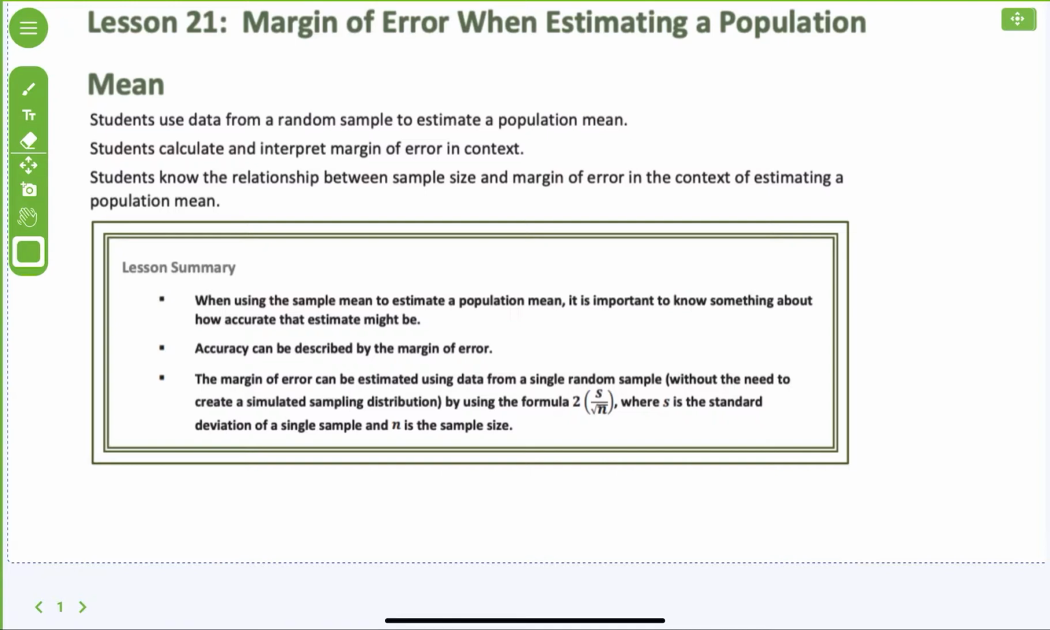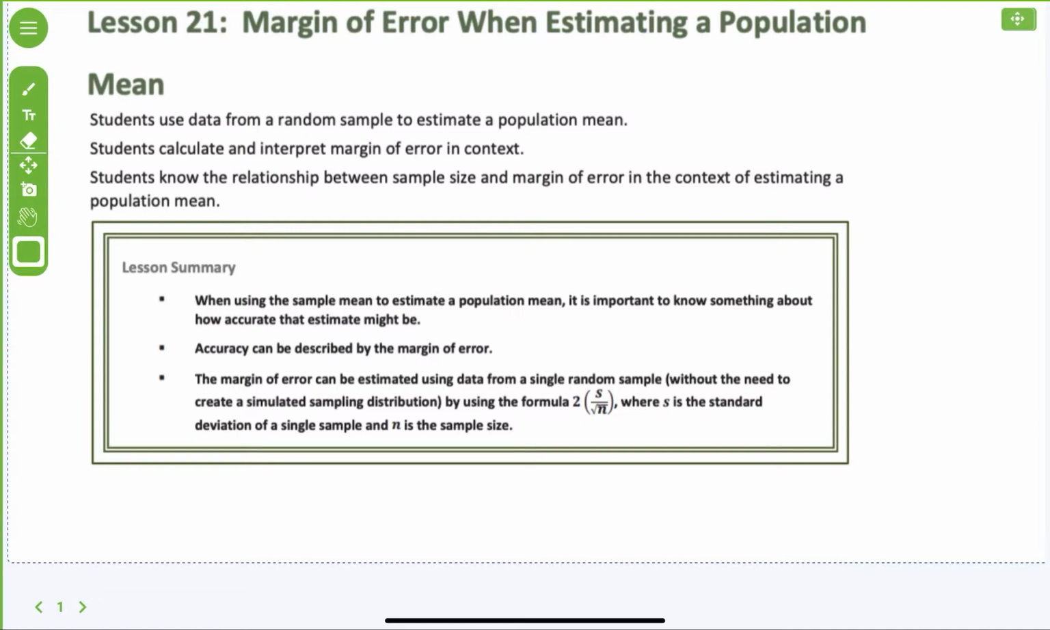Lesson summary: when using the sample mean to determine the population mean, it is important to know something about how accurate that estimate might be. Accuracy can be described by the margin of error. The margin of error can be estimated using data from a single random sample, without the need to create a simulated sampling distribution, by using the formula 2 times S, the standard deviation, divided by the square root of n, where n is the sample size.